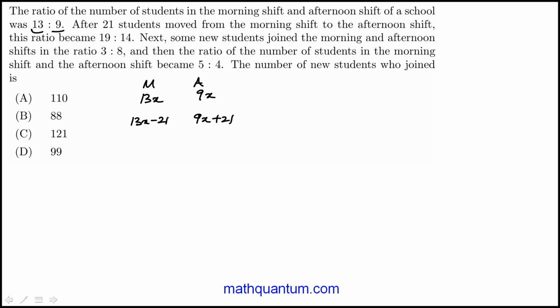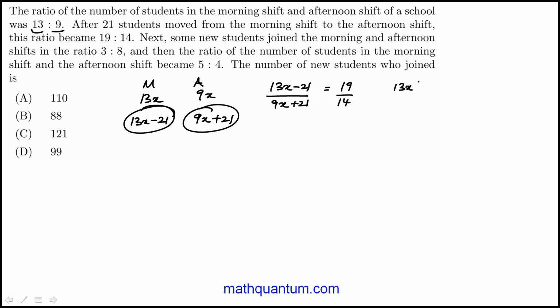And what they're saying is that this new ratio is now 19 to 14. So this is 19 to 14, and that would give us what x is. So I'll go ahead and first find out what x is. Let's see. So I guess it will be a bit of work trying to see how I can reduce the amount of computation. I'll move that term here.